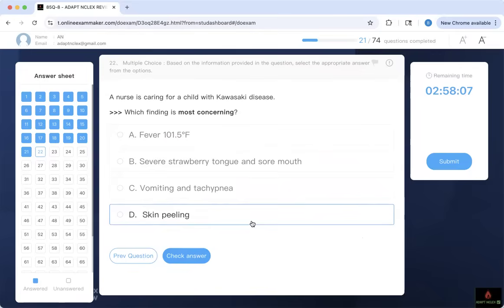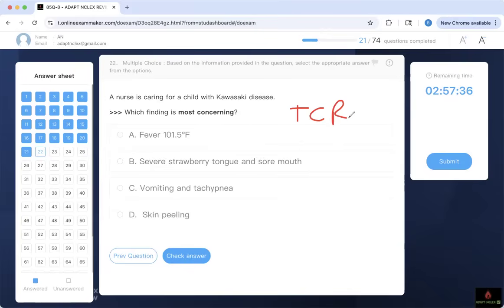This is my favorite question. Kawasaki, I love it. It's called T-CRASH, and Chris loves it because it's a cardiology question. Which finding is most concerning? This is a nurse caring for a child with Kawasaki disease. Fever 101.5, severe strawberry tongue and sore mouth, vomiting and tachypnea, and skin peeling. When they ask you a Kawasaki question, always come back to the Adaptive class and watch their video. If you do a question and get it wrong, I want you to come back to this. T-CRASH. Always write it. That means all these conditions are expected.